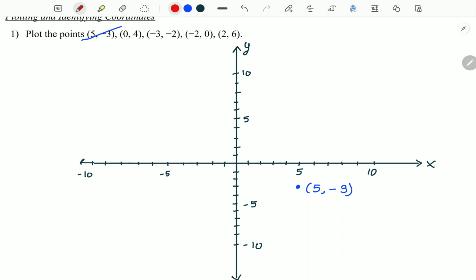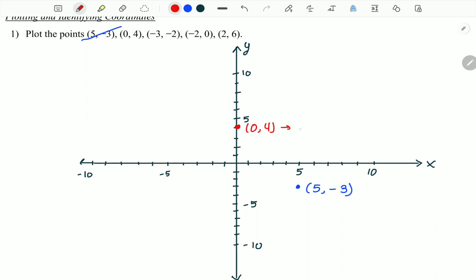The point next is 0, 4. X is 0. So that means we move neither to the right nor to the left. We stay right here at the origin. The Y value is 4, which means we move 4 units up. This here is the point 0, 4. This point is also on the y-axis.